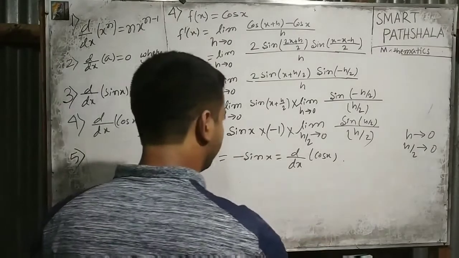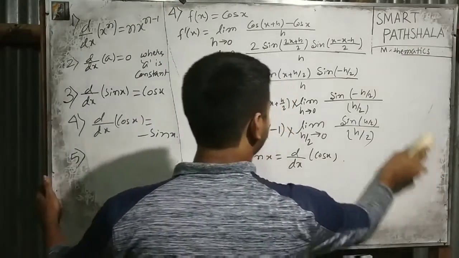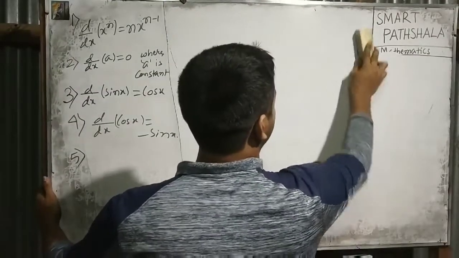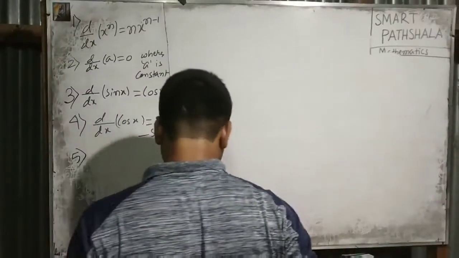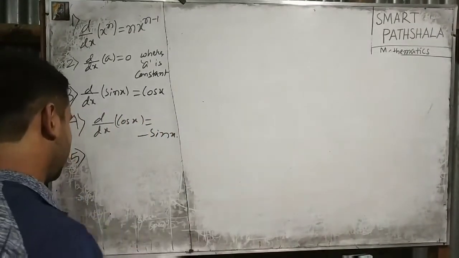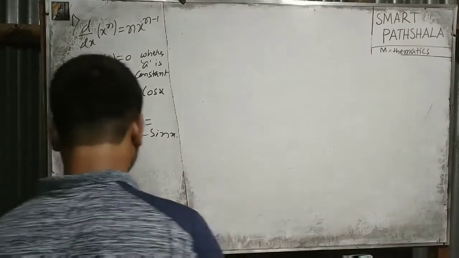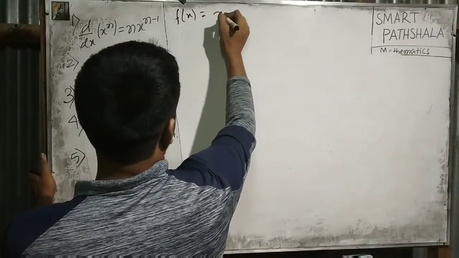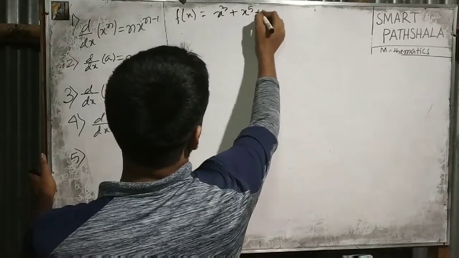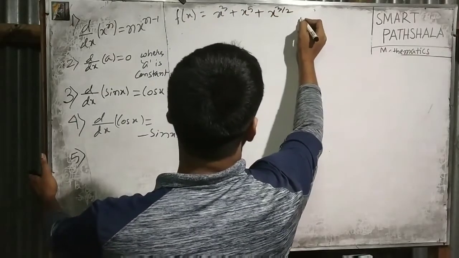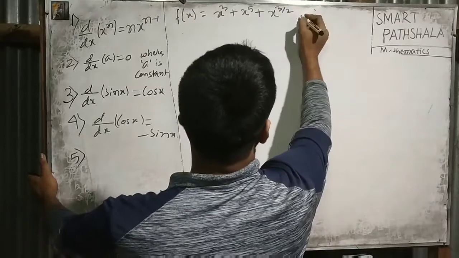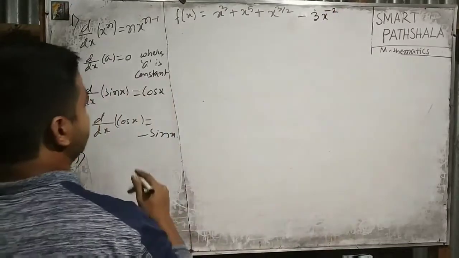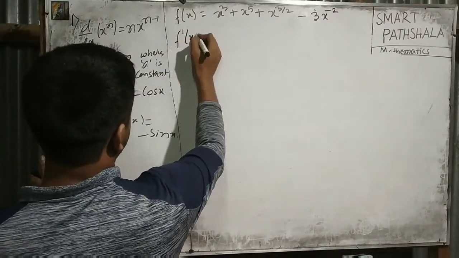Now, for the fifth formula, we will not derive this formula. First we will solve some problems that are related to these four formulas. Okay? And then we'll find out the fifth formula. Okay? Now, let's say we are given a function f of x equal to x cubed plus x to the power 5 plus x to the power 3 by 2, okay, plus, suppose you are given minus 3 x to the power minus 2, suppose. Now you have to find f dash x.